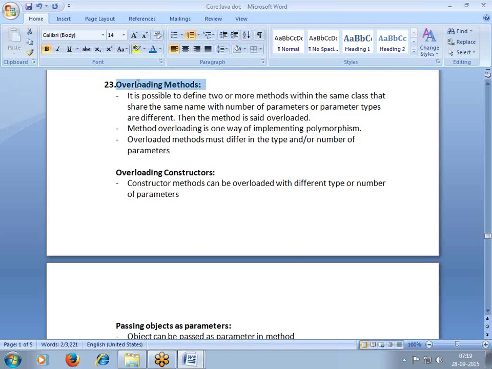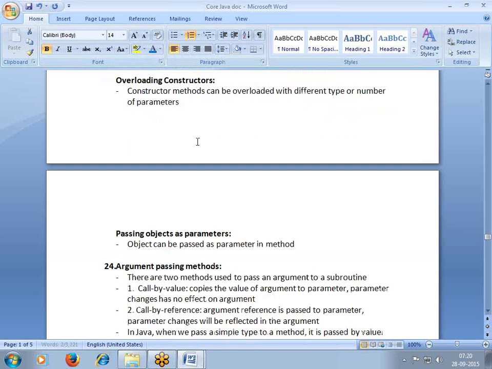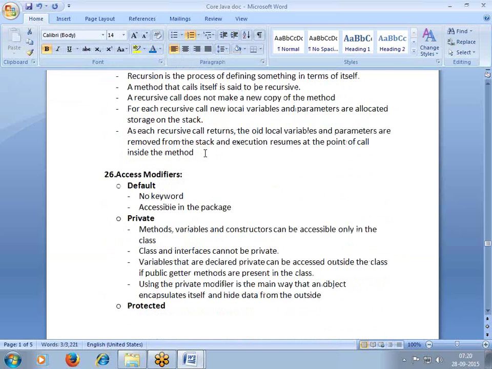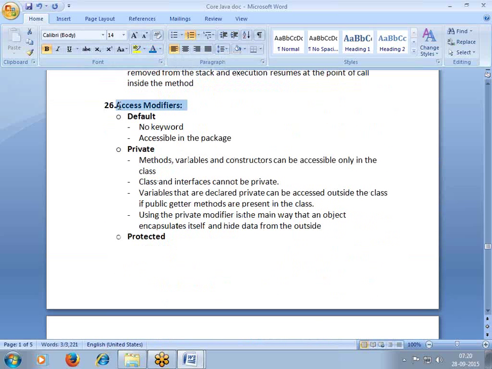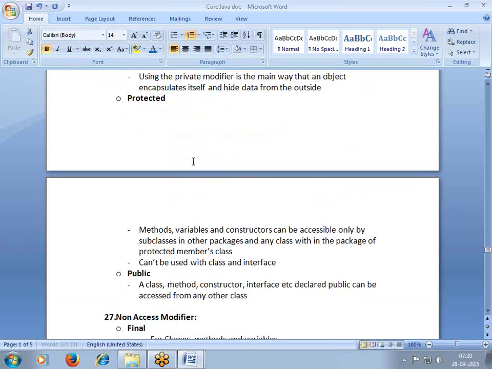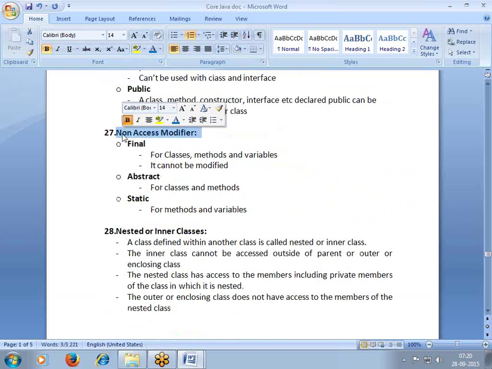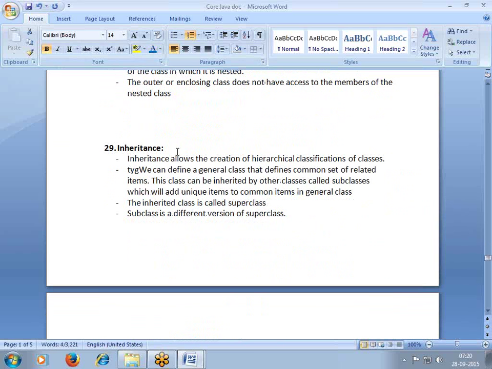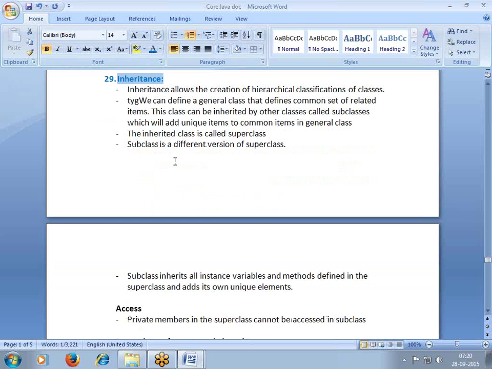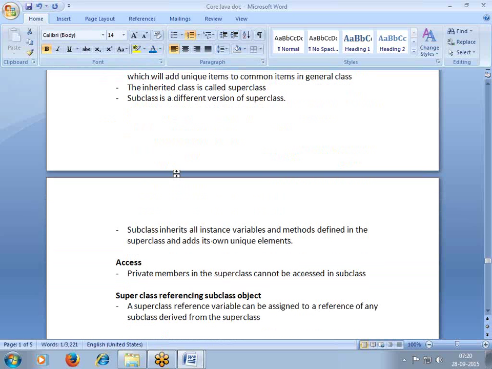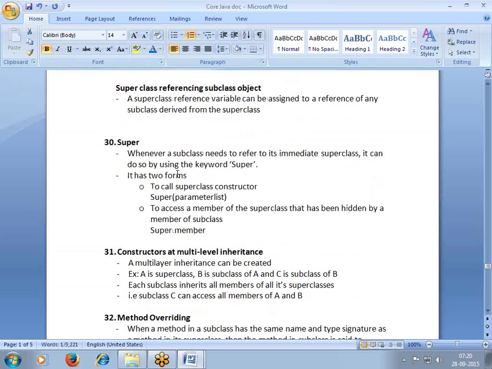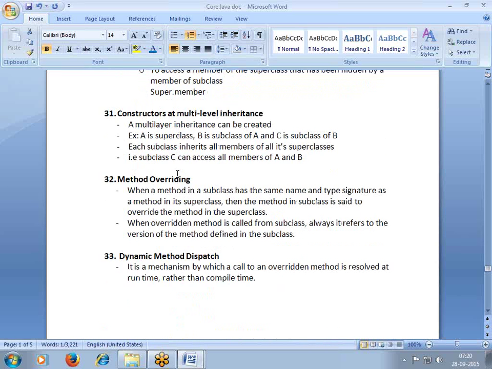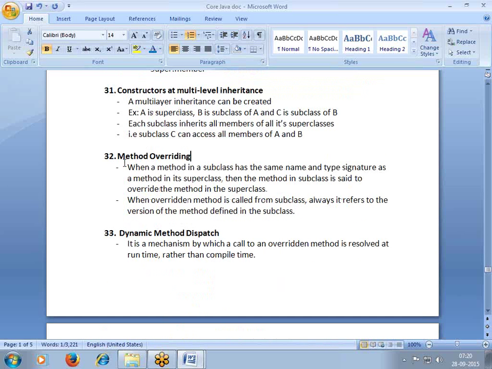What is overloading? It is also important. And what are access modifiers and non-access modifiers, and inheritance. Okay, this topic we don't use frequently in Selenium scripting, but it is an important topic. Inheritance and method overriding, we also don't use very frequently.